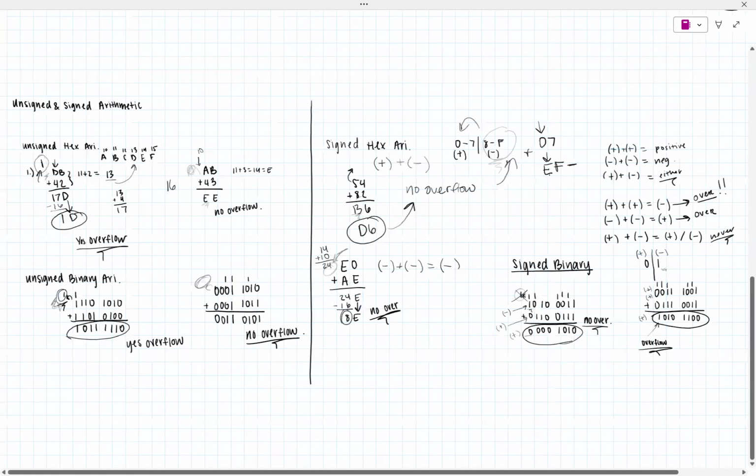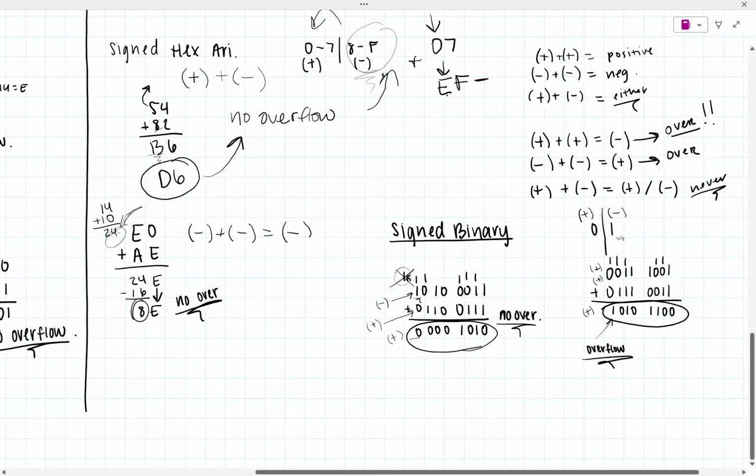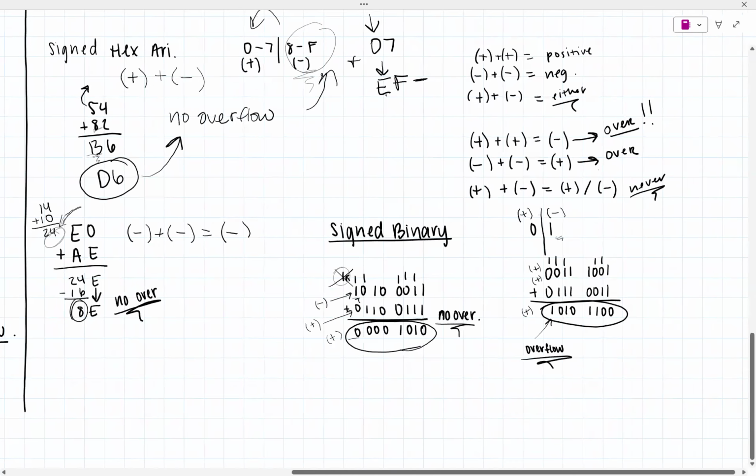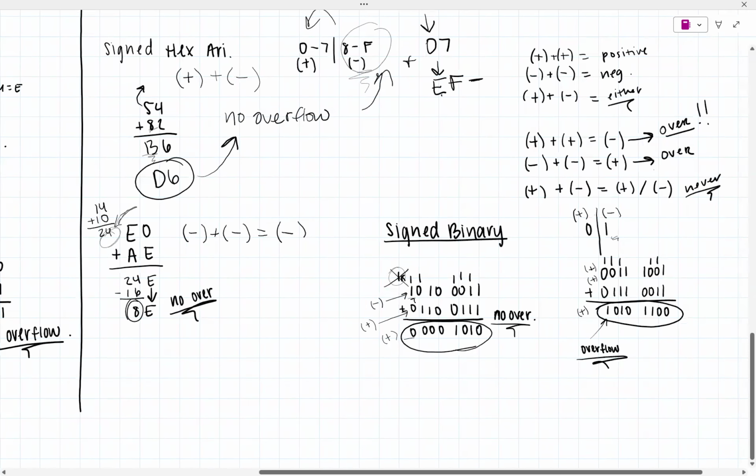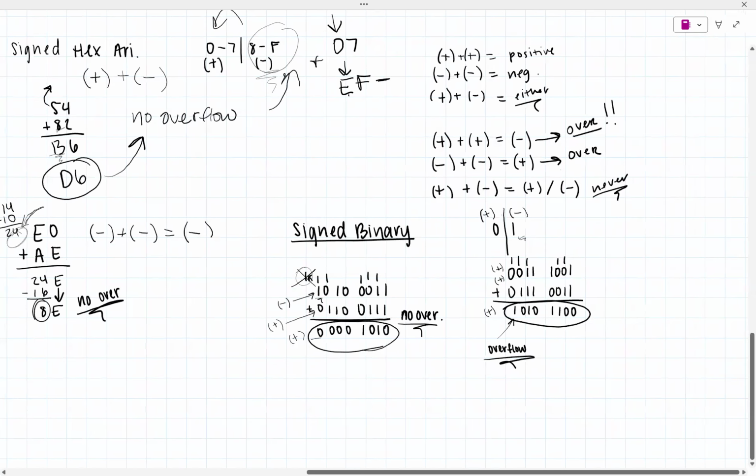But for signed, the extra bits don't matter at all. The only thing that matters is if the signs match up. So again, if you have a positive and a positive, you should get a positive number. Negative and negative, you should get a negative. And if you have a positive and a negative, well, there will never be overflow.